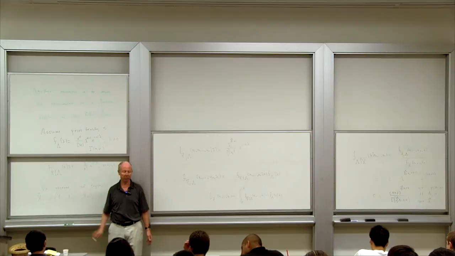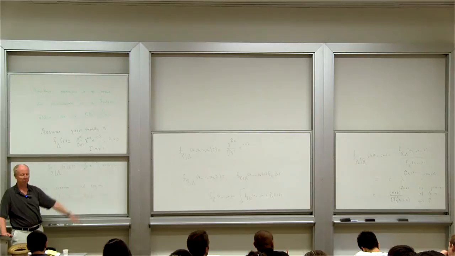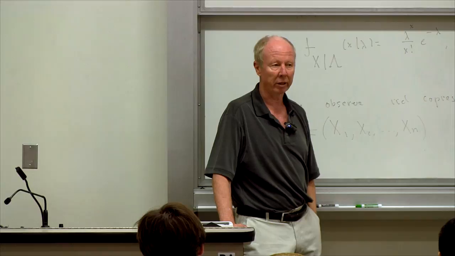There are some other cases like that where you start with a prior density of some form, and then the posterior density has the same form, just the parameters are changed. Okay, so this is called the Bayesian approach to parameter estimation. We'll do more of this Friday.